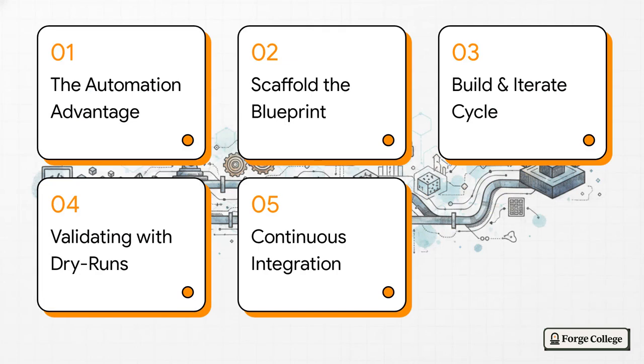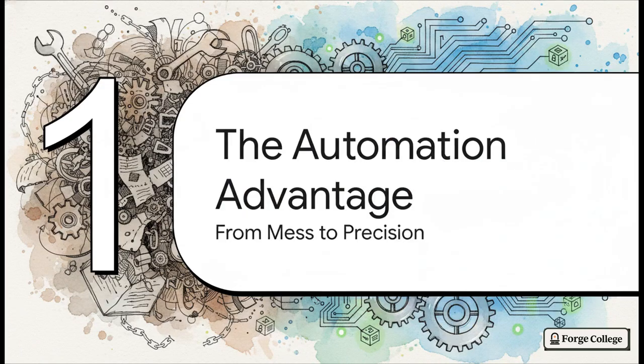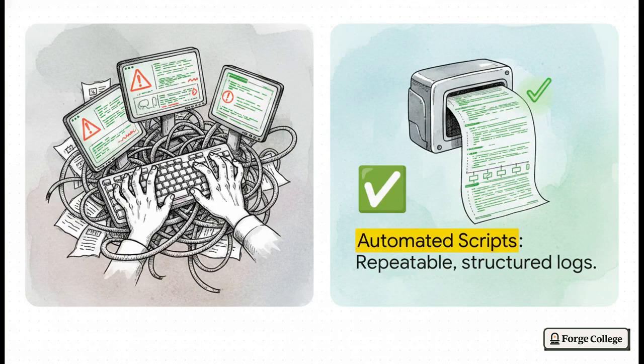So here's our schematic for today's explainer. We're going to cover the automation advantage, scaffolding the blueprint, the build and iterate cycle, validating with dry runs, and finally, continuous integration. All right, let's jump straight into Section 1, the automation advantage, where we go from a manual mess to machine precision. Think about the sheer anxiety and the totally fragmented documentation of manual rehearsals.